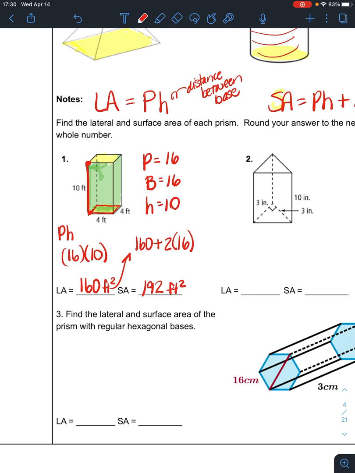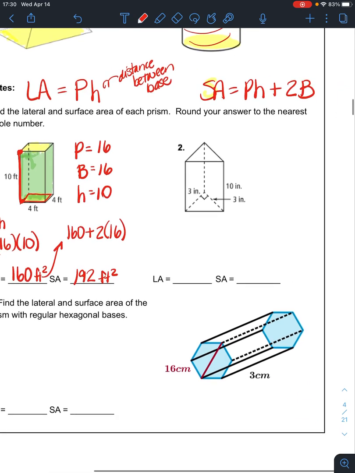If you've ever looked at a roll of wrapping paper to decide if you have enough, it's sold in square inches or square yards or square feet. And so this is how you can decide whether you're going to have enough wrapping paper or not. You can calculate the surface area of your gift that you're going to wrap.